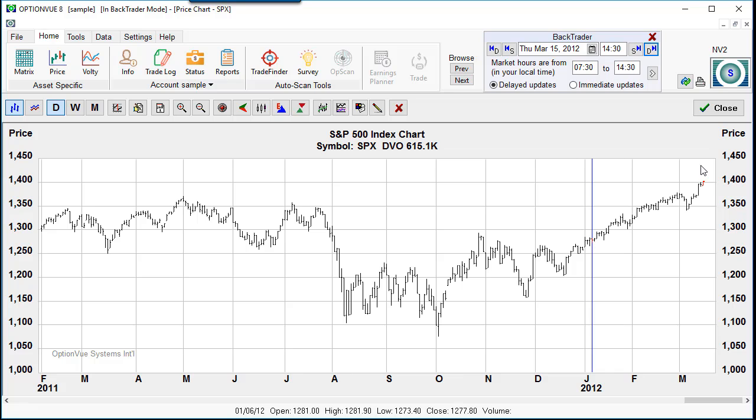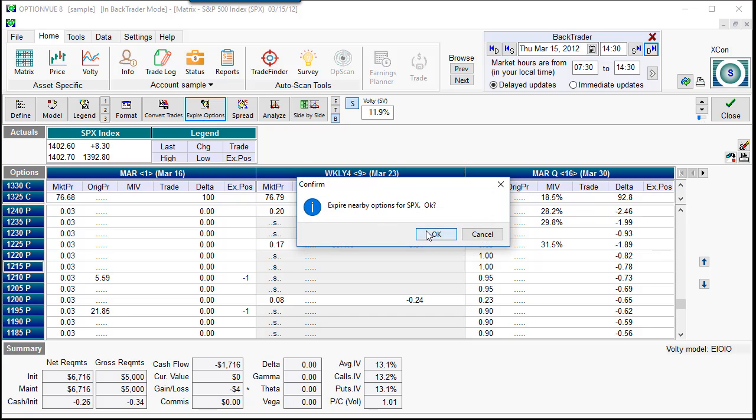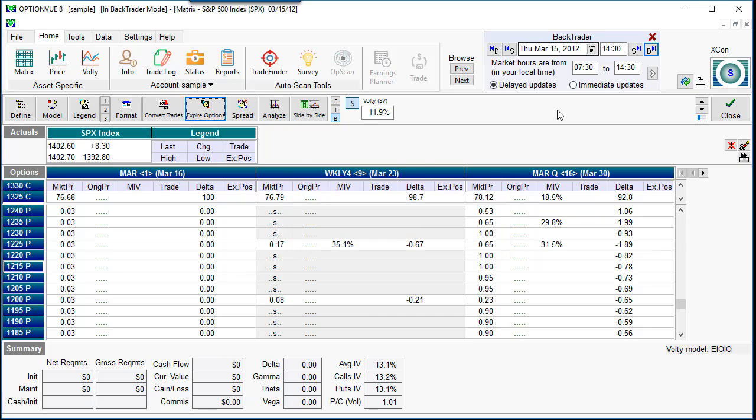So from the 6th until the day before these expire, you moved from a close of 1277 to 1377, almost 1400, 130 points. That's not going to be a very common occurrence. So we expired those options and they're done.